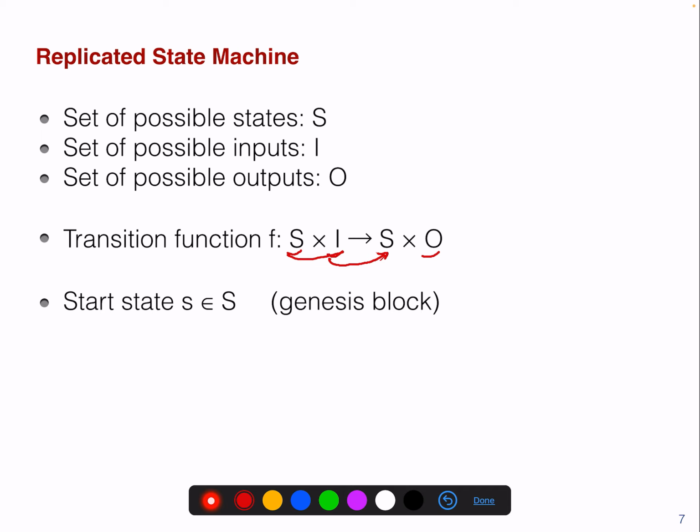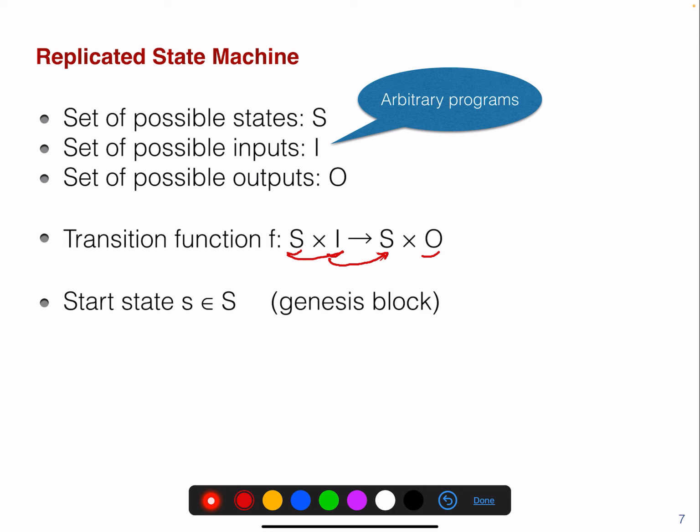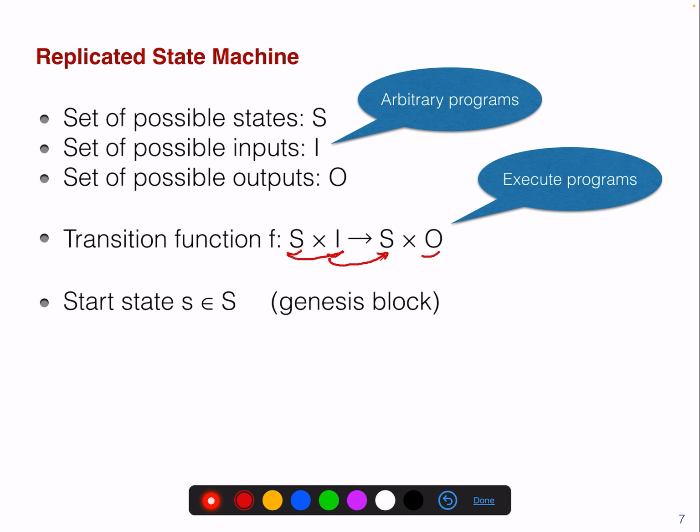So you can think of the input as arbitrary programs. I mean, these are basically transactions, right? And the start state here is the genesis block, or the block 1 in our previous example. The transition function F executes those programs. So this means an execution of a program means you change the state from one state to another.